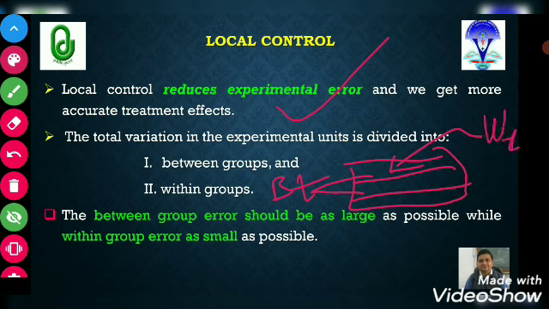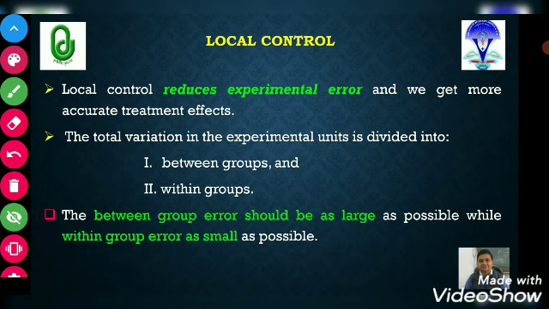Now the between group error should be as large as possible. Between groups we are applying different kinds of treatments, so it should be as large as possible, while the within group error should be as small as possible, because we don't want within group error. That is why local control is applied. So this was about local control. The three basic principles of design of experiment we have already covered: the first was replication, second randomization, and third local control.